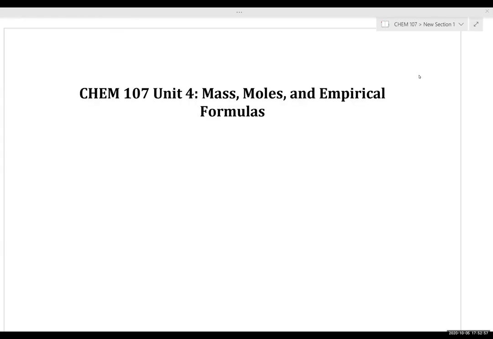Okay, so we're getting started with chapter 4, which focuses on mass, moles, and the empirical formula. This is really useful if you're trying to complete Lab 10, the empirical formula laboratory.